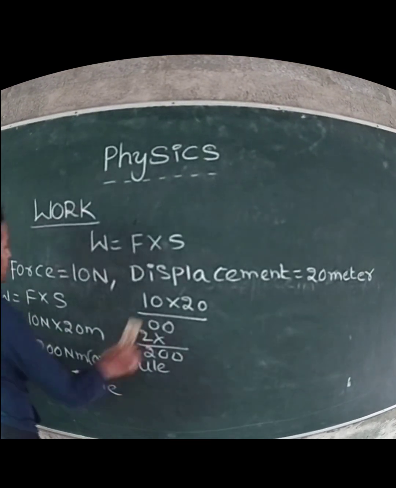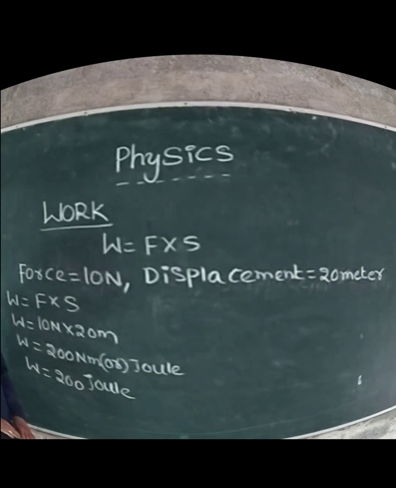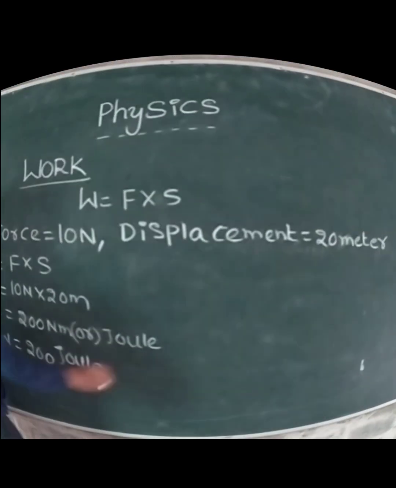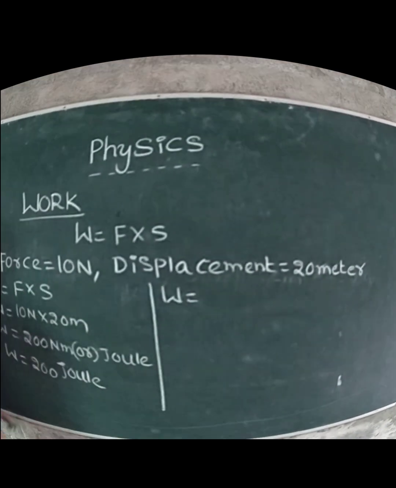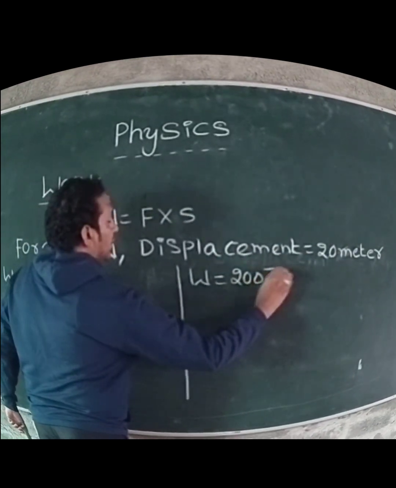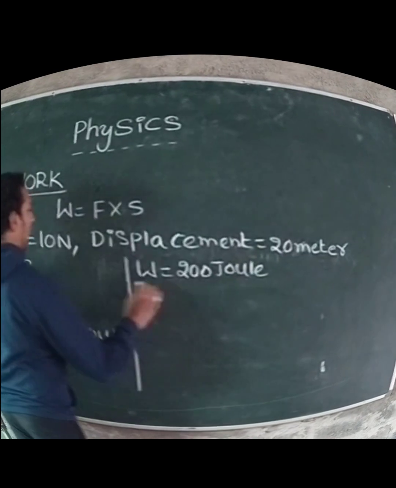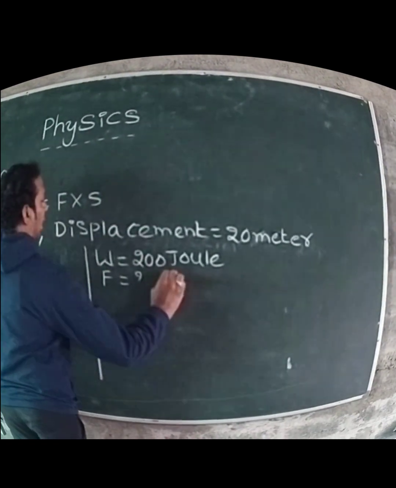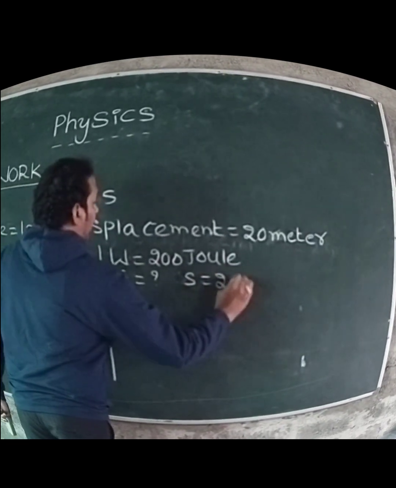Let us think, my dear students, please write down in your notebook. You have to understand better. Please zoom the camera. Let us check. So work is given as 200 joules. Next, you have to find force here. The displacement S is given as 20 meter.